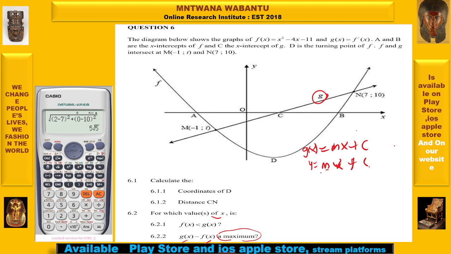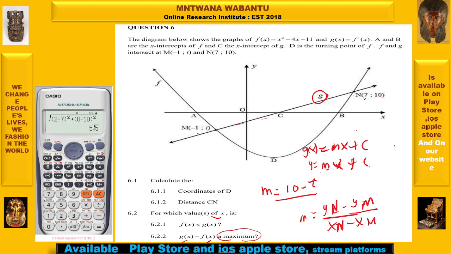How are we going to get the slope? This is the standard equation of a line. The slope is always y2 minus y1 over x2 minus x1. Y2 equals 10, but y1 we don't have. Since there's no y2, we can say y at n minus y at m over x at n minus x at m.